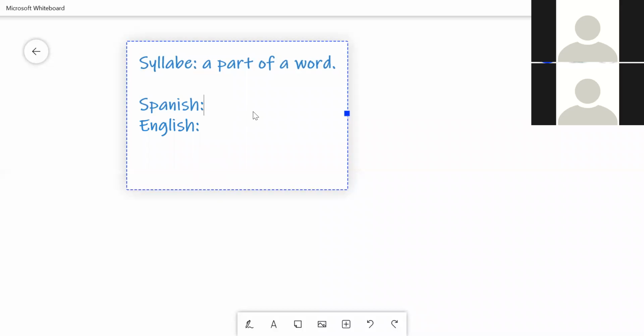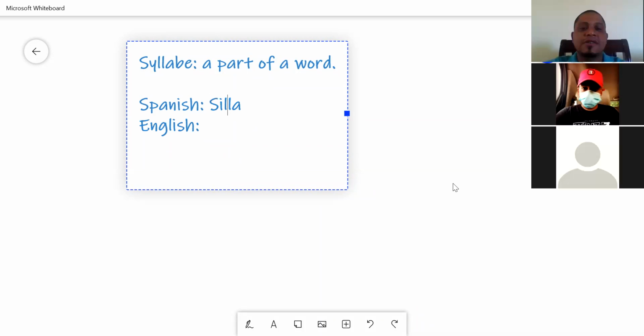I'm going to give you a very easy example, right? We have the word silla, okay? How many syllables do you have in silla? Can anybody tell me how many syllables you have? Two, teacher. Two. Okay, so we have si and we have ya, right? That's what we have. Okay, good.